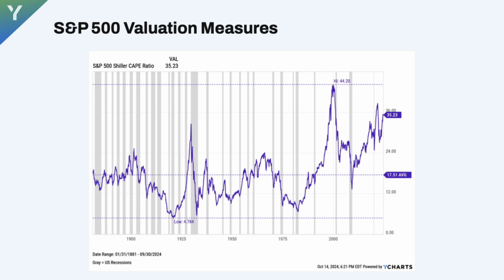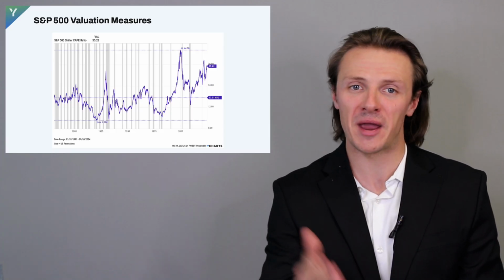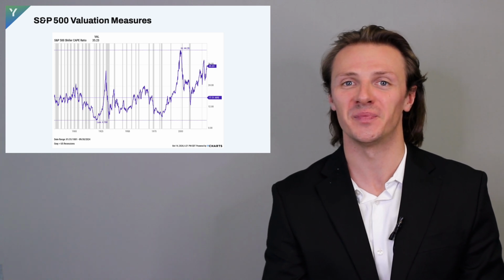The CAPE ratio is currently more than double its historical average. For context, this is the third highest CAPE ratio dating all the way back to 1881. The highest CAPE ratio on record was at the height of the dot-com bubble, and the second highest was 38.5 in November 2021, which preceded the bear market of 2022.